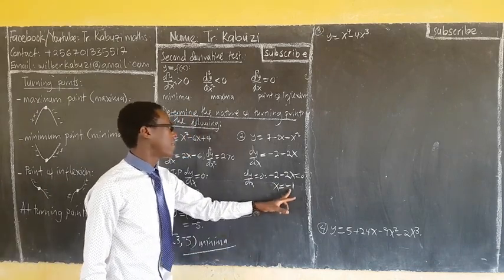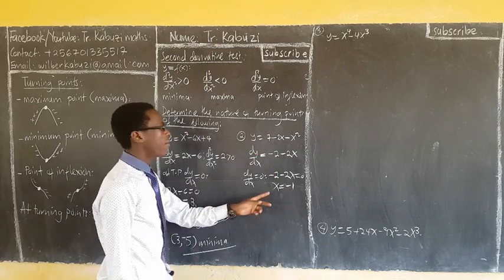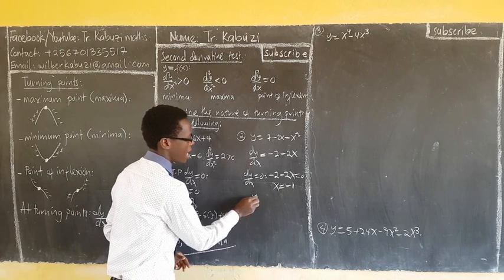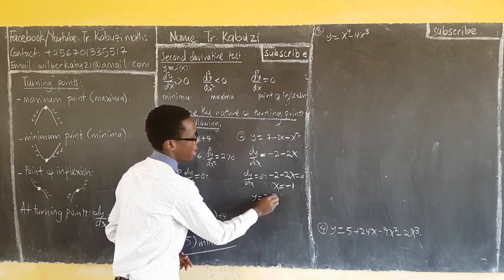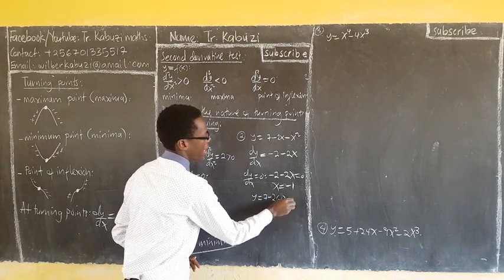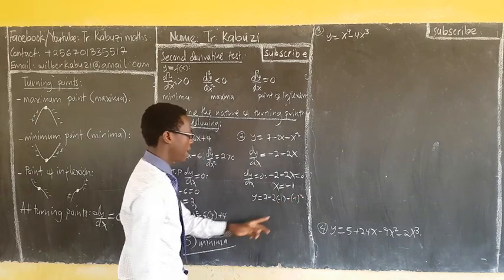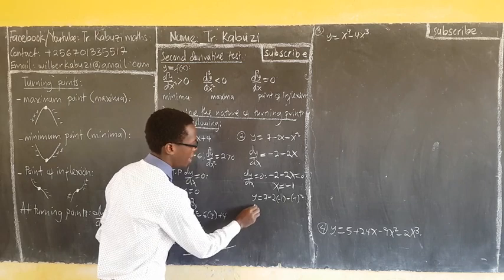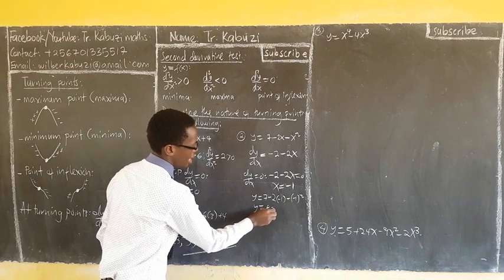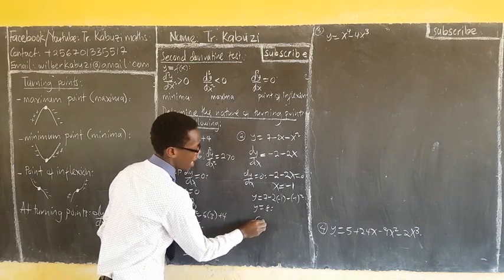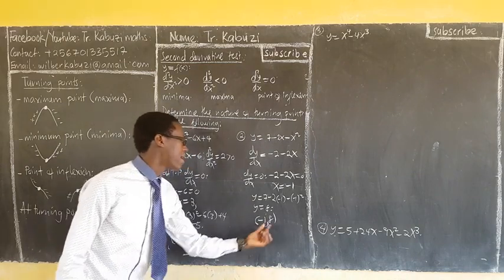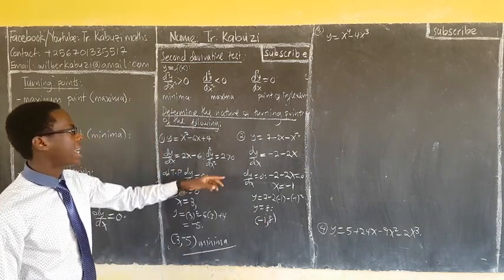After getting the value of x, you come and get the value of y because it has to be a point. So my y now will be 7 minus 2 into negative 1, then minus negative 1 squared. This will be positive 2 plus 7, that's 9, minus 1, that will be 8. So my y is 8. So the point is negative 1, the x value, then 8. Now I want to know, is it maxima or minima? I get the second derivative.